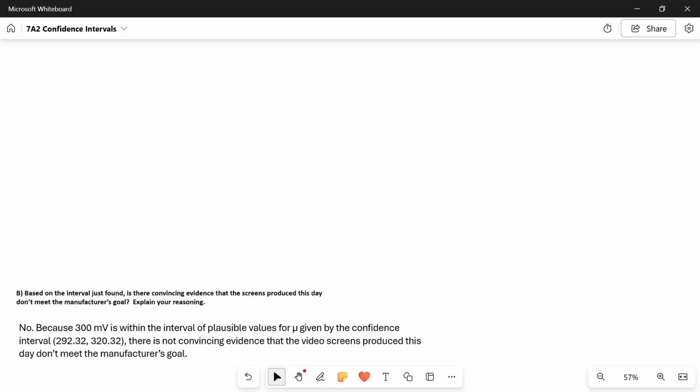So we just need to state that in a concise but thorough manner. We would say no, because 300 millivolts is within the interval of plausible values for mu given by the confidence interval 292.32 to 320.32. There is not convincing evidence that the video screens produced this day don't meet the manufacturer's goal. Okay, so we have our yes or no answer, we have our interval in there in the context, and whether or not it's convincing evidence.